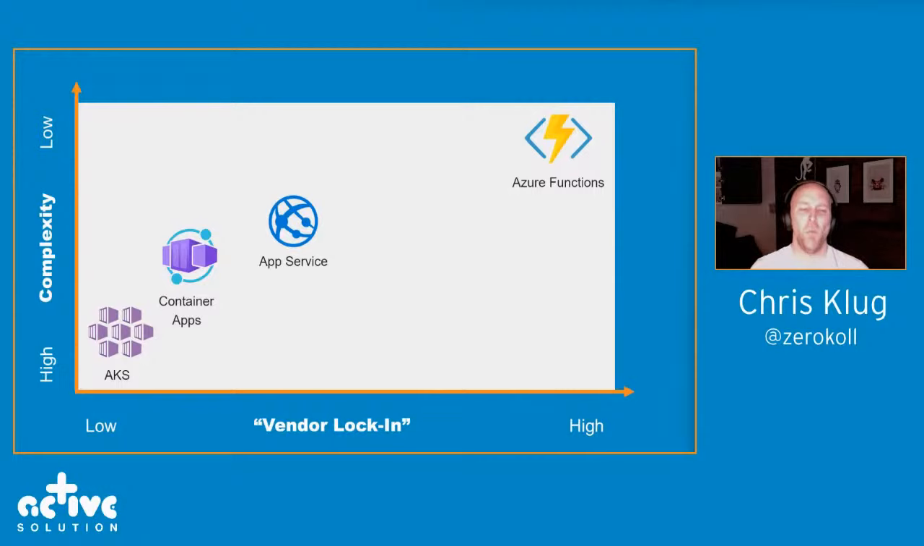And finally, if you go Azure Functions, then you're all into Azure. You cannot take a function and run it anywhere else other than locally on your machine, and there are other ways to run them as well, but mainly you're in Azure. On the other hand, it's very, very fast to build. It's very low complexity. You don't have to care about things, and it just works.